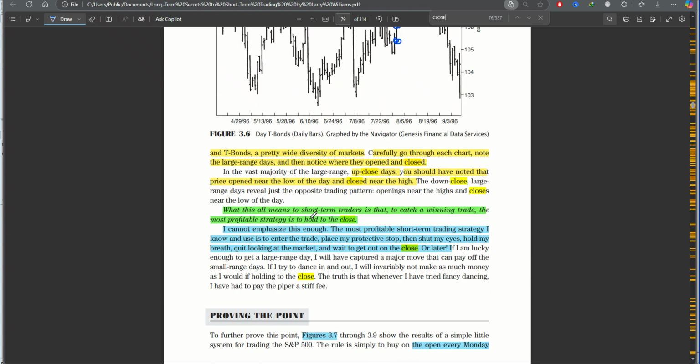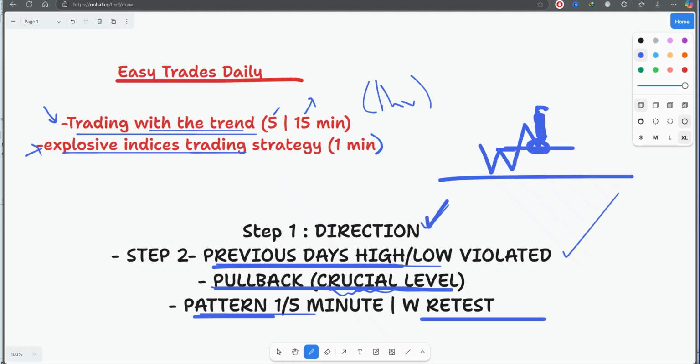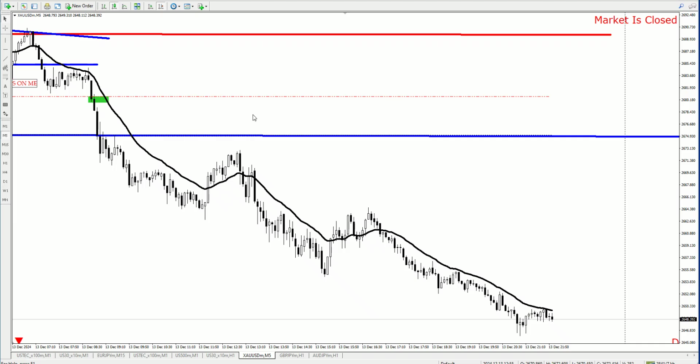What this all means to short-term trading is that to catch a winning trade, the most profitable strategy is to hold till the close. You can read that again. You can screenshot it and read it. I just wanted to share this with all of you because it's highly important. And when I talk about a book, when I talk about quality, you'll find quality in books, not in random videos online. Most books have quality.